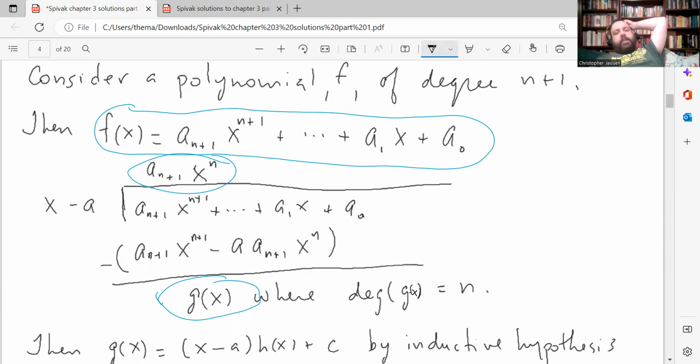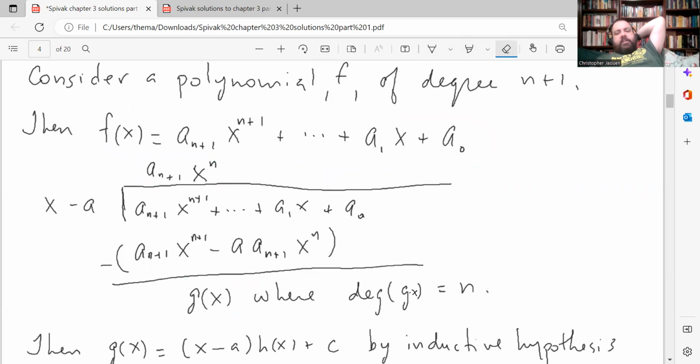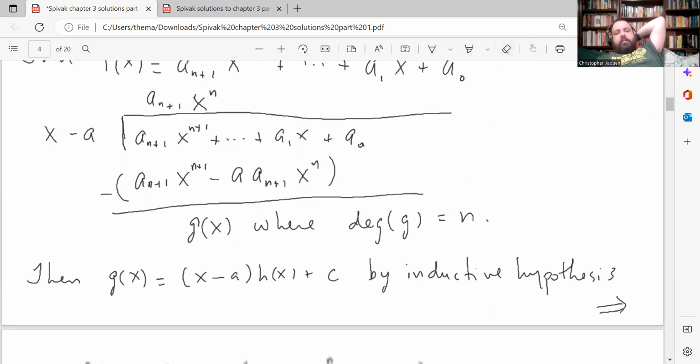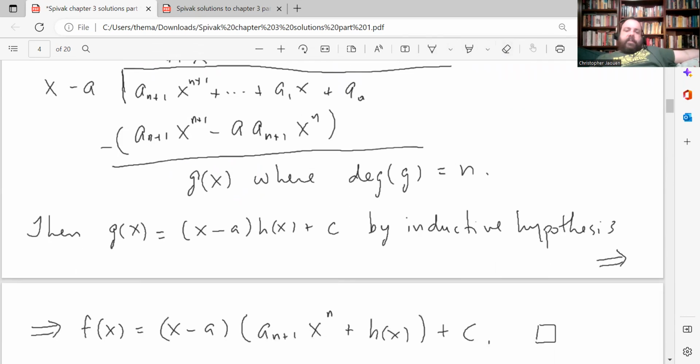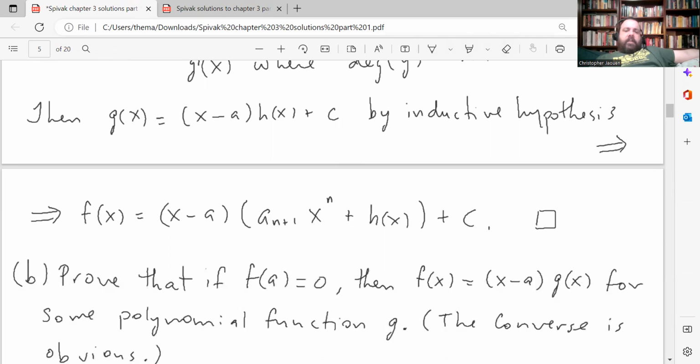is n. Using our inductive hypothesis, that means g of x can be written in this form: (x minus a) times h of x, plus c, where h of x has degree less than g of x. Then just rearranging things, you get what you want. So f of x is (x minus a) times (a_{n+1} times x to the n plus h of x), and then plus your constant c. So that shows that you can do that for any polynomial.